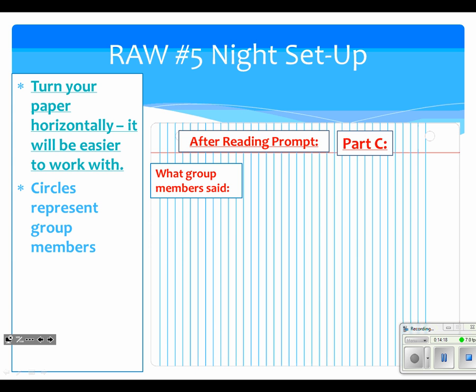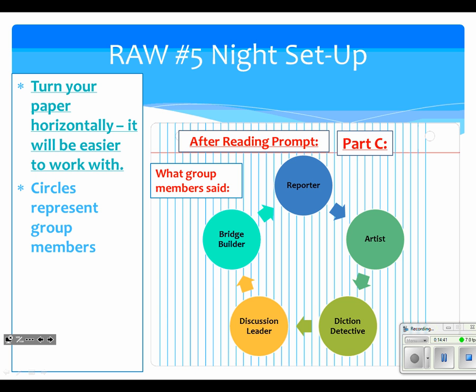Now, the diagram that I'm going to be showing you on the screen, you do not have to make it that pretty, that exaggerated at all. In fact, I'm just going to say quickly get it. That way you don't waste a lot of time. Each circle is going to represent one of the 5 jobs or roles. It does not matter if you have multiple people in multiple roles, say 2 diction detectives or 2 bridge builders. You're just going to make sure to have those 5 circles to represent each role.